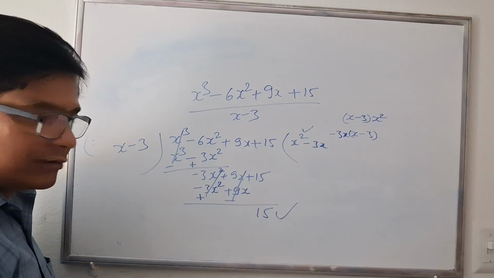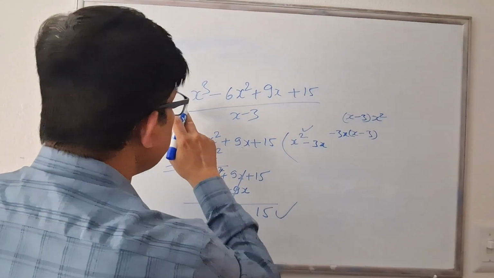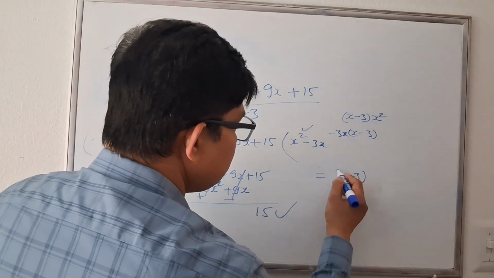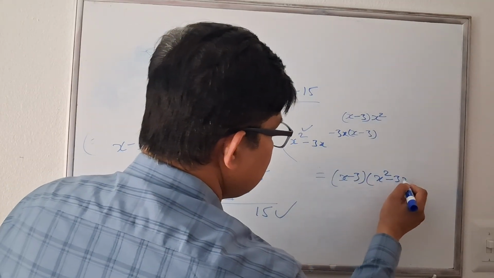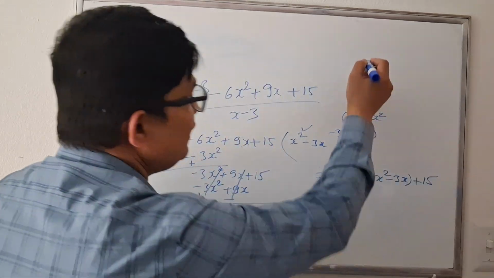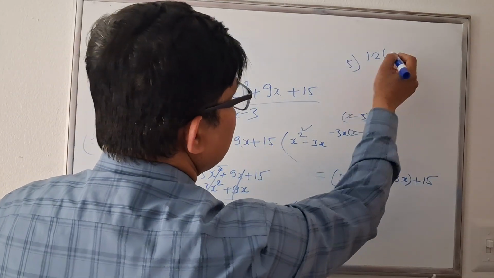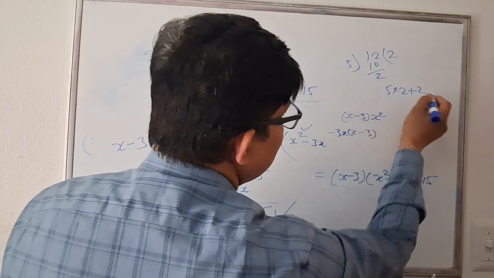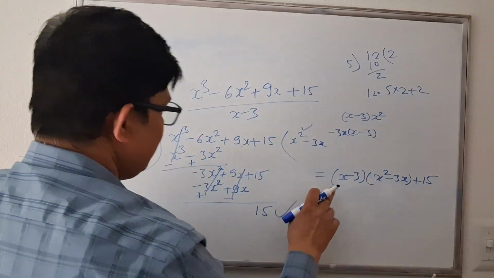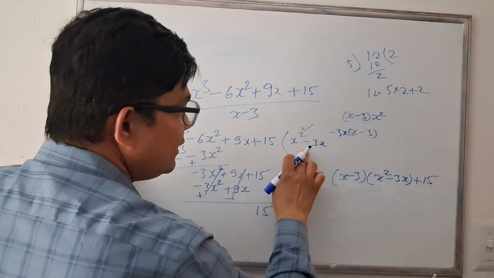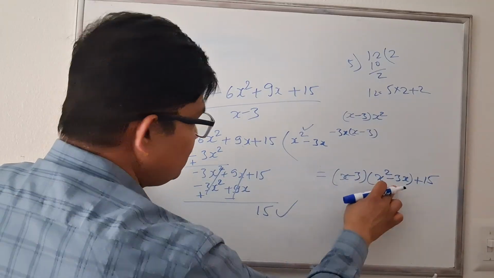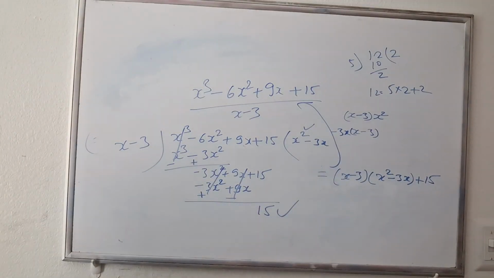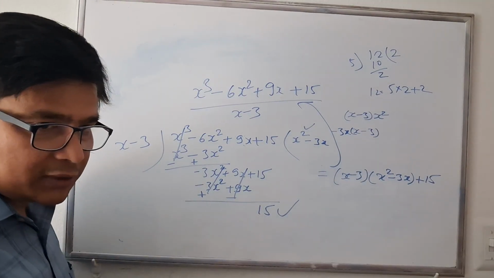So, don't be confused. If you have to write this one, how will you write? You will write like this: x minus 3 times x squared minus 3x plus 15. Do you remember? Let's say 12 divided by 5. So 2, 10, 2. How did you write it? 5 times 2 plus 2. Isn't it? Similarly, divisor times quotient plus remainder is your term here. Got it? No confusion up to this point?